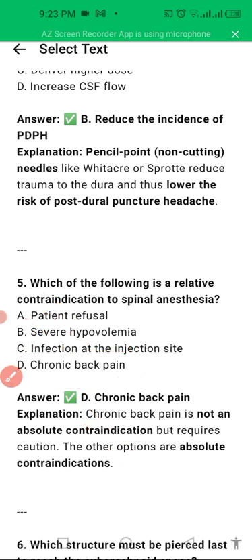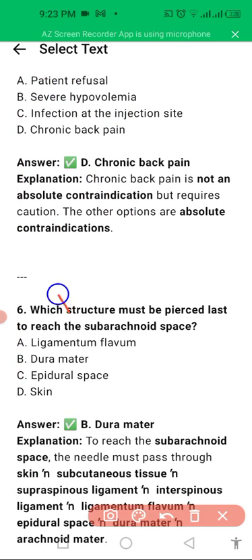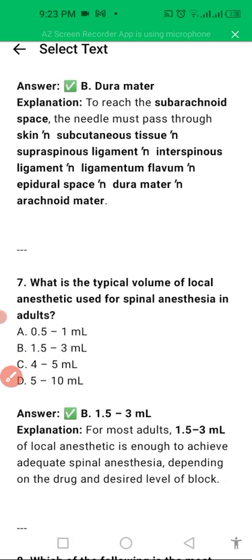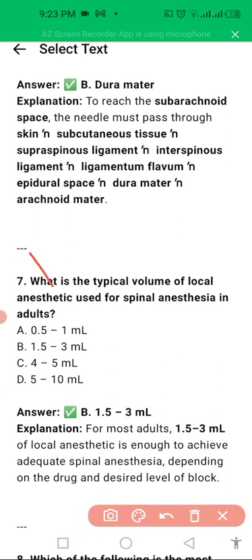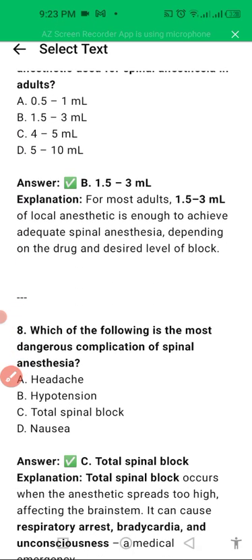Absolute contraindications are these. Which structure must be pierced last to reach the subarachnoid space? That is the dura mater, which should be pierced last during a spinal tap. What is the typical volume of local anesthetic in spinal anesthesia? The typical volume is 1.5 to 3 ml.